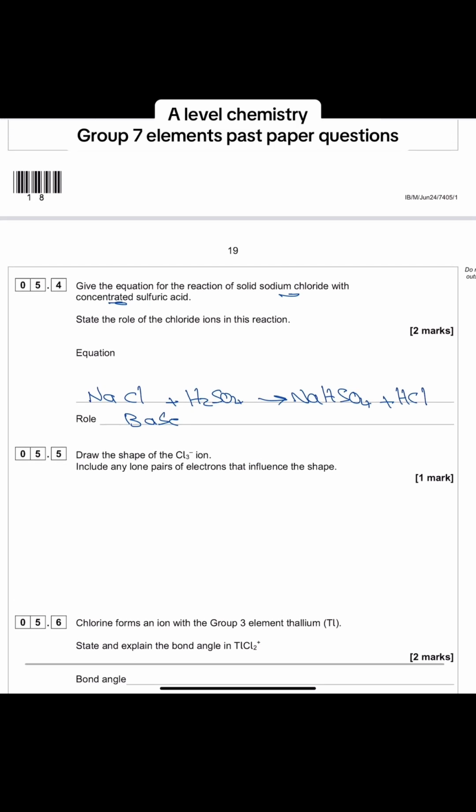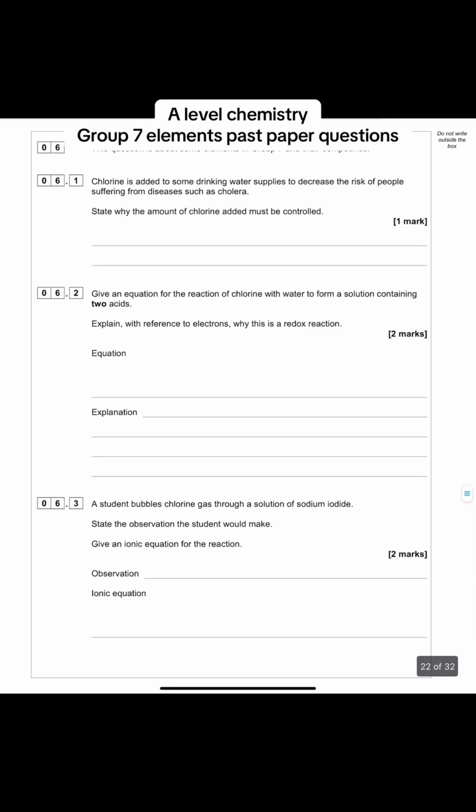All right, so the remaining questions are about shapes of molecules, so I'm not going to cover that now because I'm focused on group 7. And now we have another exam question about group 7. The type of question is a bit different, but there are some similarities, however.